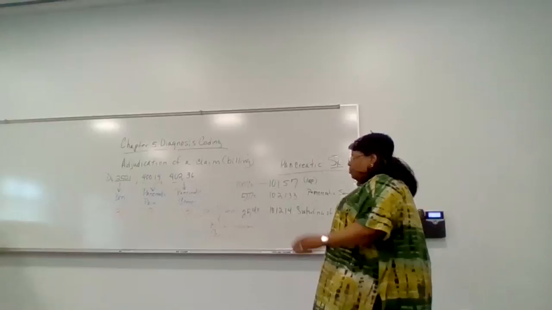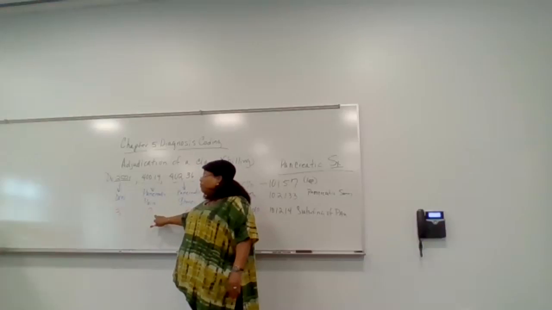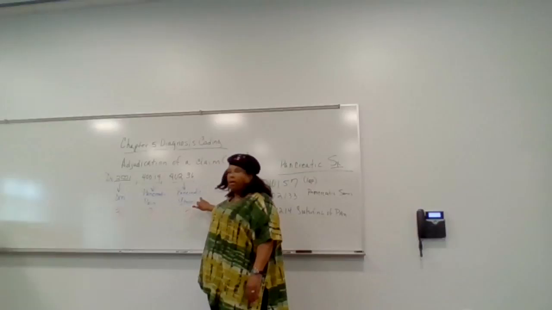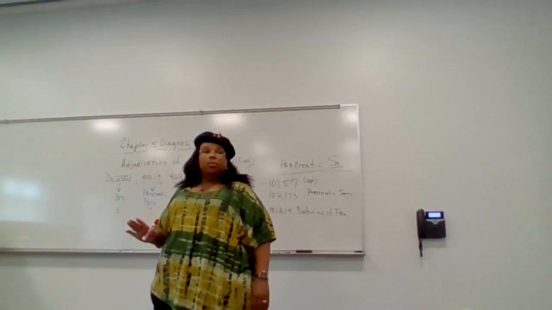On the CMS 1500, this is going to go first. Why? Because when he was visiting the patient in the hospital, he was visiting the patient in the hospital for what? Pancreatic pain. As a result of the pancreatic pain, it was because of what? Pancreatic stones. And because of the pancreatic stones, it affected what? The diabetes mellitus.